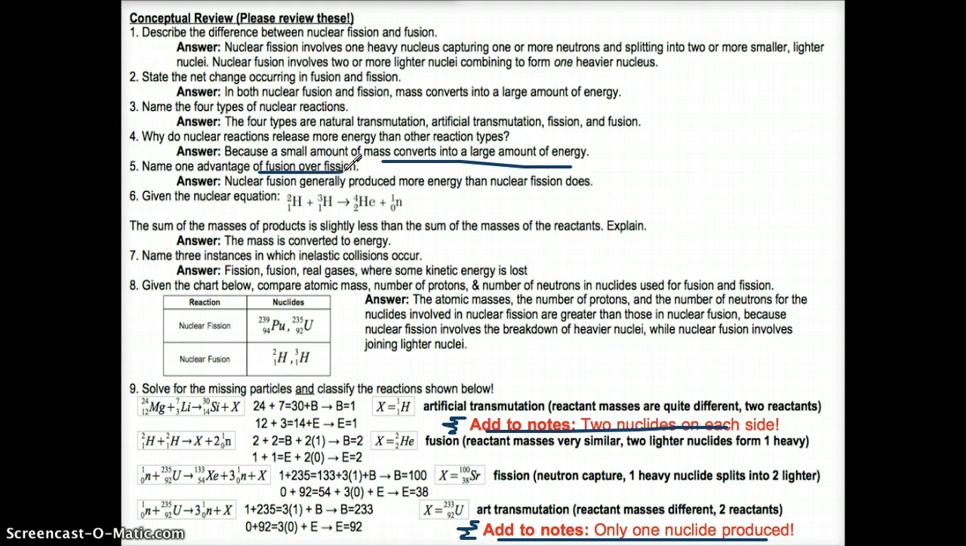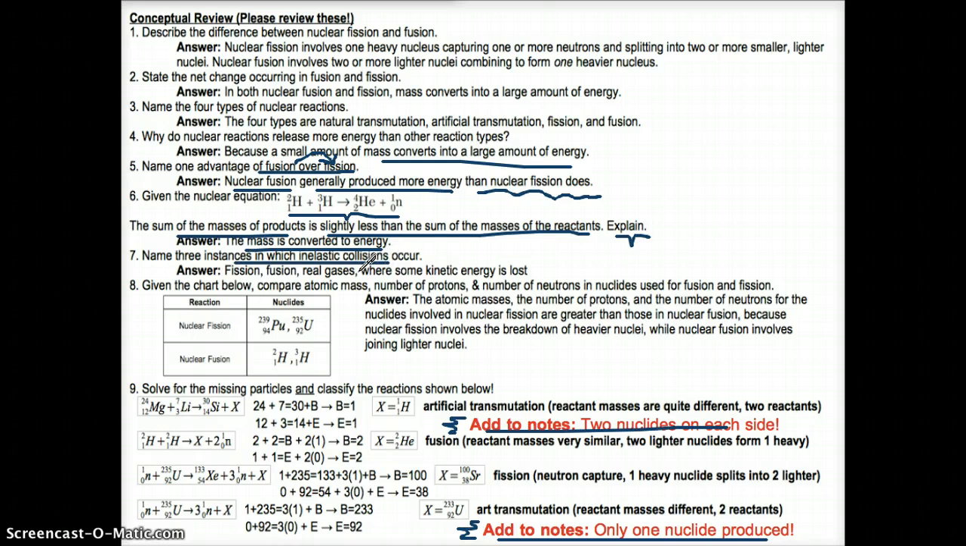Number five, one advantage of fusion over fission that I didn't go over that you should know is that nuclear fusion generally produces more energy than nuclear fission does. Number six, if you look at this reaction, the sum of the products is slightly less than the sum of the reactants because some mass changes into a large amount of energy. Number seven, three instances in which inelastic collisions occur are nuclear reactions like fission and fusion, and real gases, because in all three of those cases, some kinetic energy is lost.